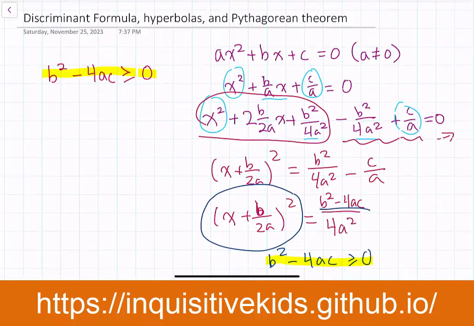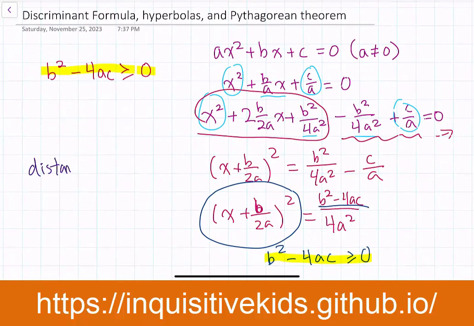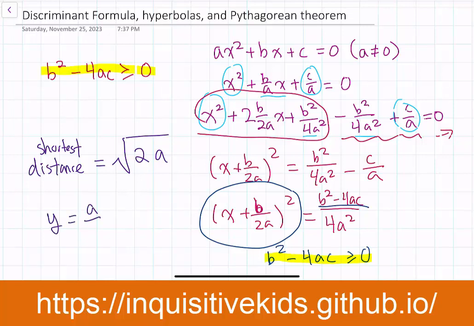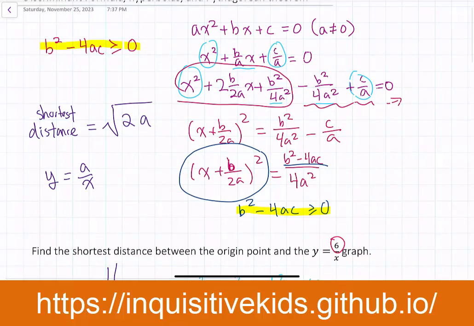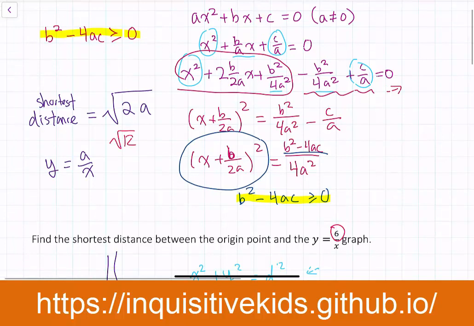And the answer is the shortest distance is equal to the square root of 2 times a. In this case, a is from y equals a over x. And if you think about it, this makes sense. If we applied this equation to the two problems we just did, in the first problem, our a was 6. So the answer was the square root of 12, which was 2 times the square root of 3. And for our second problem, a was 8. So the square root of 16 would be 4.